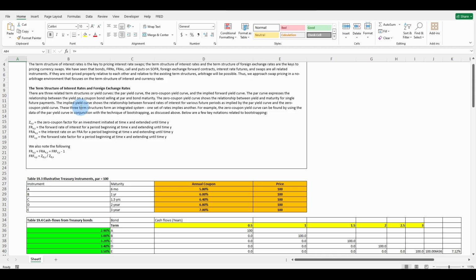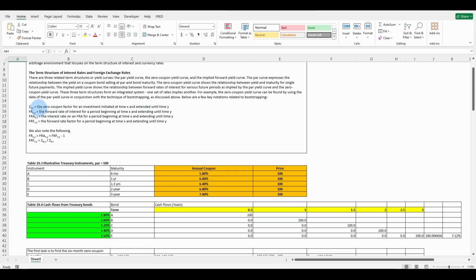These 3 term structures form an integrated system. One set of rates implies another. For example, the zero coupon yield curve can be found by using the data of the par yield curve in conjunction with the techniques of bootstrapping as discussed below. Below are a few key notations related to bootstrapping.